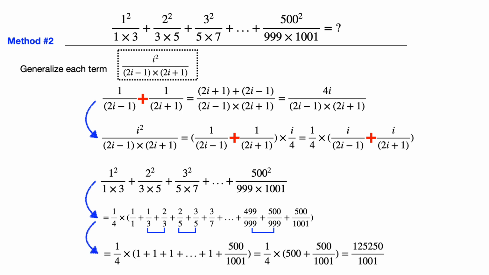Therefore, again, this will be equal to 1 over 4 outside the bracket, and there are 500 ones adding together. Now the last one is 500 over 1001. Therefore, the result is the same. No surprise. So, did you get it?